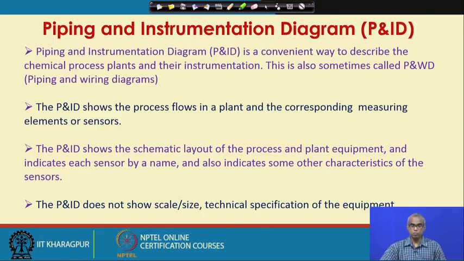So, P&ID shows process flows in a plant, it shows the measuring elements or sensors, it shows the schematic layout of the process, plant equipment, indicates each sensor by a name, also indicates some other characteristics of the sensors, like whether the sensor is indicating type or transmitting type, etc. However, process piping and instrumentation diagram does not show the scale or size as well as technical specification of the equipment.